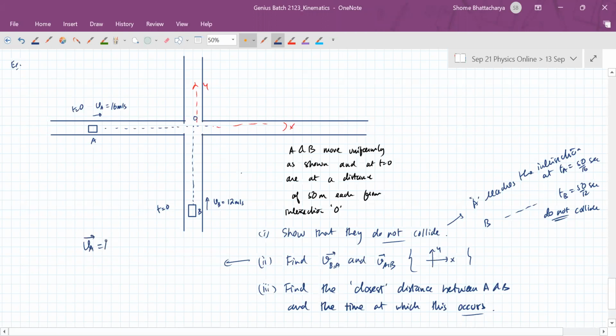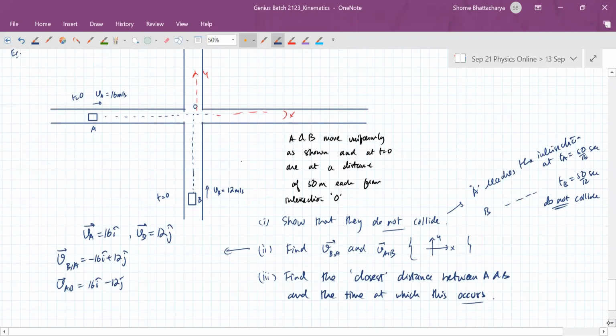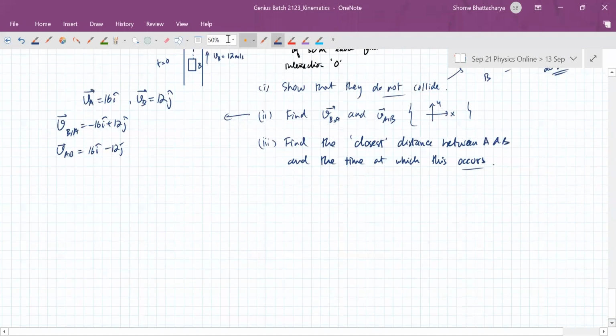So let's first work this out. So VA in ground frame is 16 I cap. VB in ground frame is 12 J cap. So naturally V of B with respect to A will be minus 16 I cap plus 12 J cap. And V of A with respect to B will be opposite to that. It will be 16 I cap minus 12 J cap. Okay. Now let us understand the interpretation of this. That's the interesting thing.